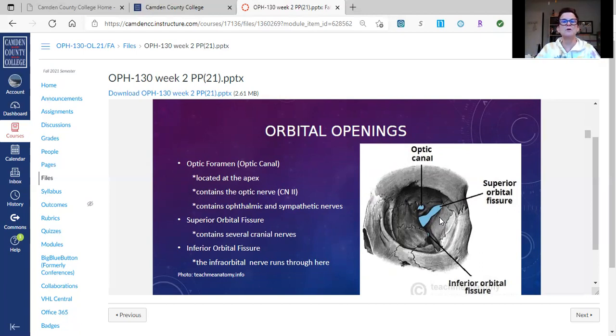There's also another opening called the superior orbital fissure. Fissure is another word for opening. So this larger opening here, if you see my pointer, that is the superior orbital fissure, and several of the cranial nerves will pass through this opening. And then lastly, we have the inferior orbital fissure. And this is where the infraorbital nerve runs through here, okay? The most important thing in this slide is to remember that the optic canal is the opening that allows the optic nerve to pass through.